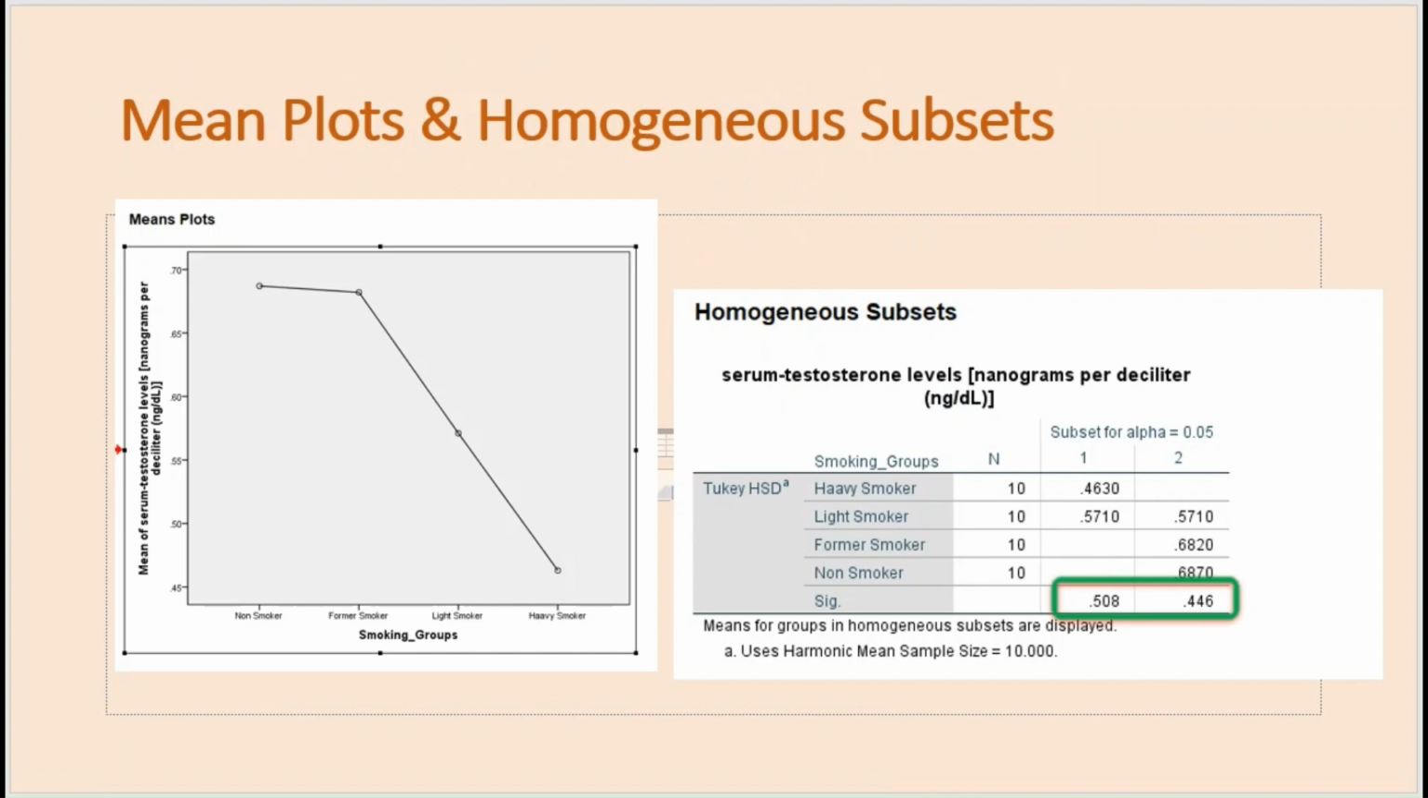The last one is the means plots and homogeneous subsets. Both subsets show insignificant results, with p-values 0.508 and 0.446, which means the heavy smoker and light smoker groups are in one subset, and the second subset is light smoker, former smoker and non-smoker.